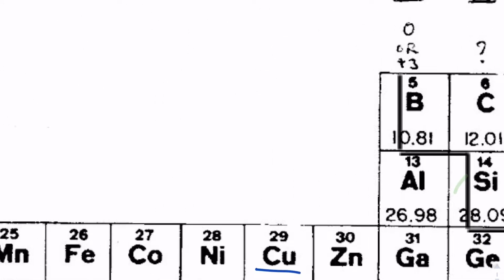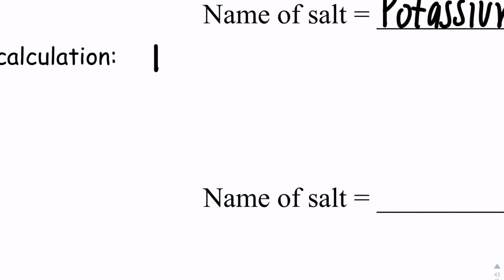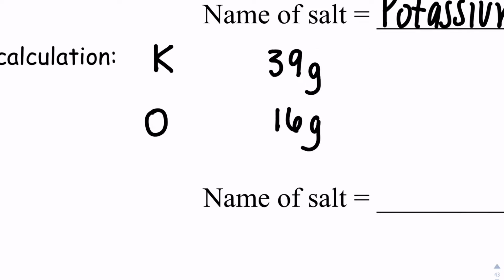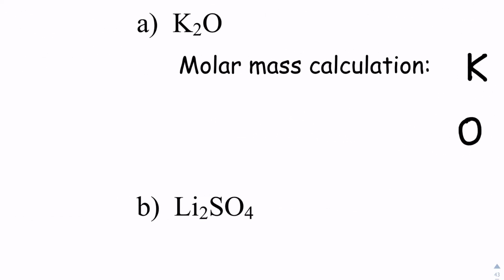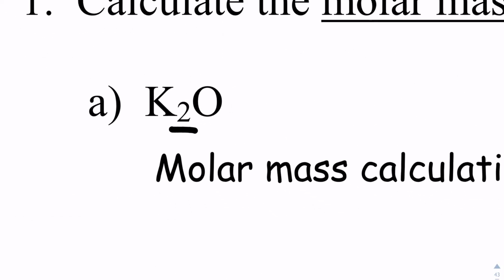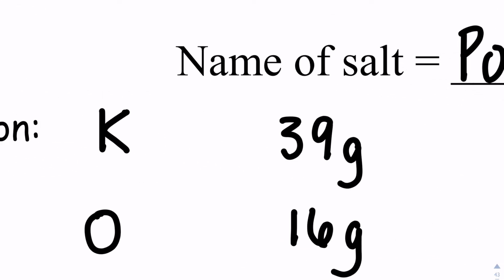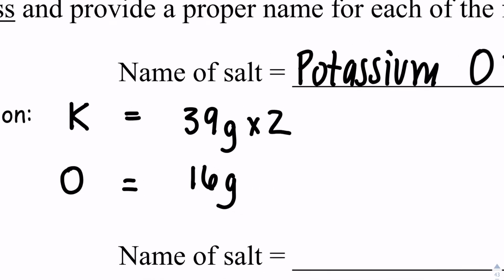So 39 and 16. So potassium has a weight of 39 grams. And oxygen has a weight of 16 grams. The important thing here to note is that we have two potassiums, and that must be reflected in the molar mass. You can either add it together twice or multiply it by 2. So we're going to multiply this by 2. And then we can do the math for it.